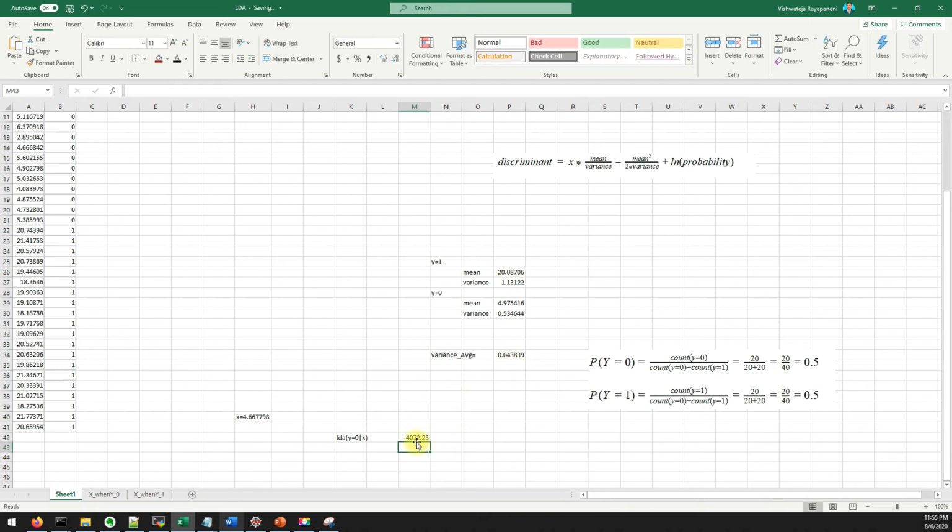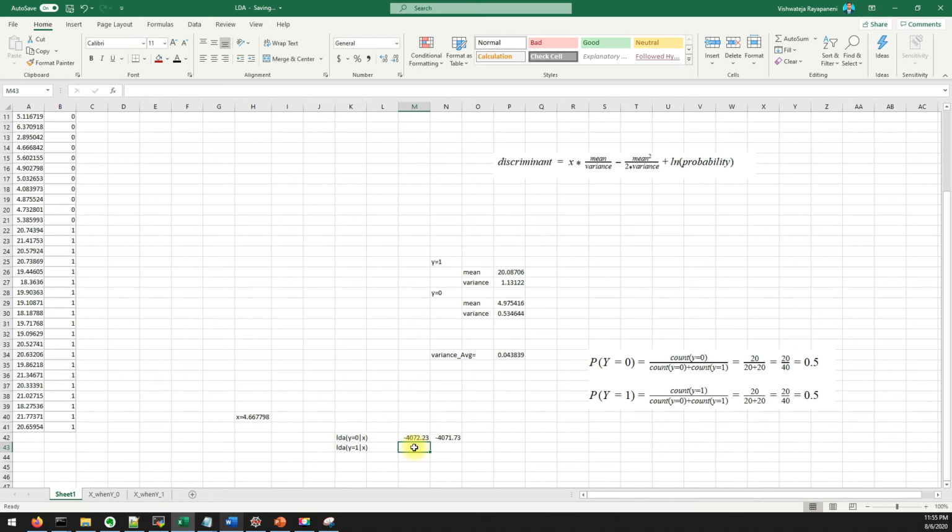Now obviously I need to add my probability, right? So which is 0.4. At last we have a probability, right? So this plus 0.5, this is my value when y equal to 0. Now similarly I need to find it for y equal to 1.